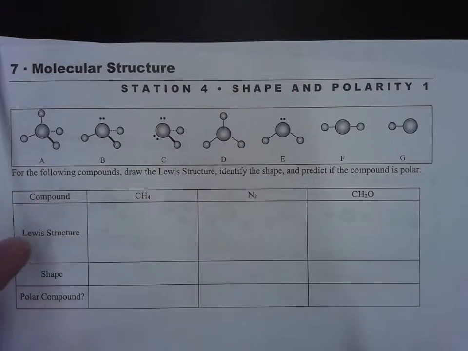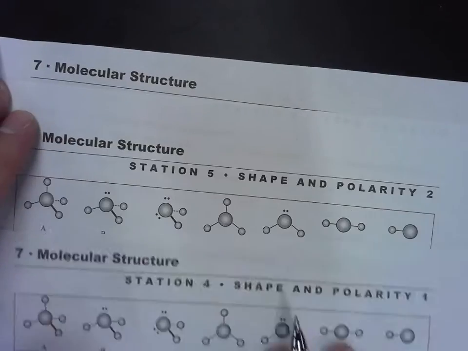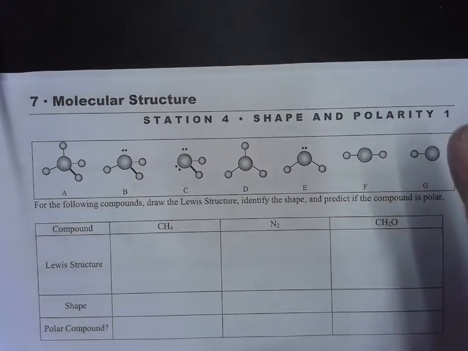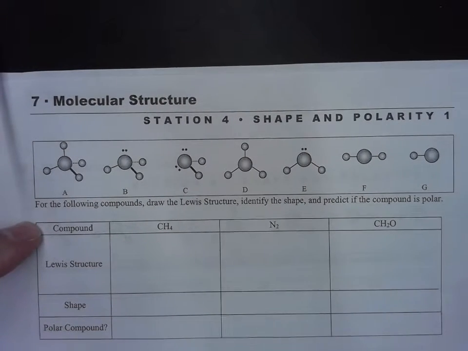Station review, unit 7, part 2, stations 4, 5, and 6 in this video. For the following compounds, draw the Lewis structure, identify the shape, and predict if the compound is polar.